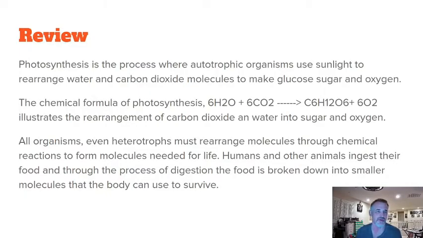All right, so as a quick review, photosynthesis is the process where autotrophic organisms use sunlight to rearrange water and carbon dioxide into molecules and make glucose, which is a type of sugar, and oxygen. And you can see the balanced equation there for photosynthesis. And this illustrates the rearrangement of carbon dioxide and water into sugar and oxygen.